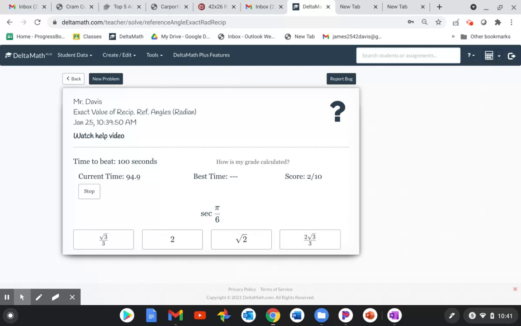So these do get challenging, but take your time on them. Don't miss them, because then you have to start back at 0. You have to get 10 correct. Let's do one more.